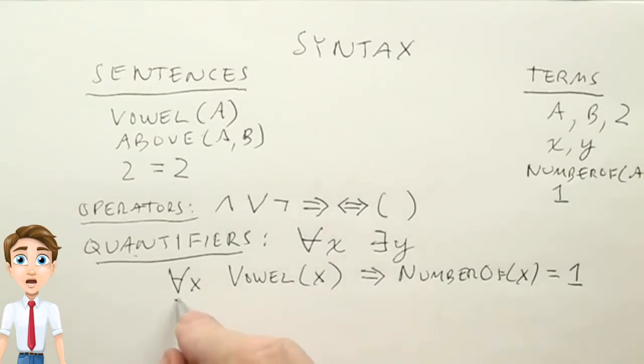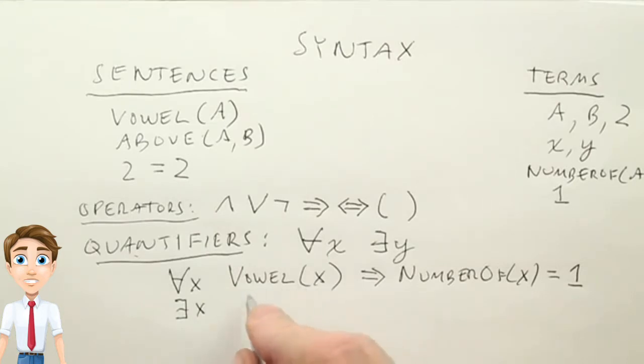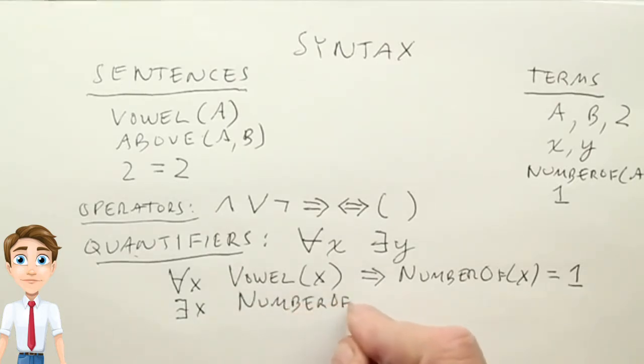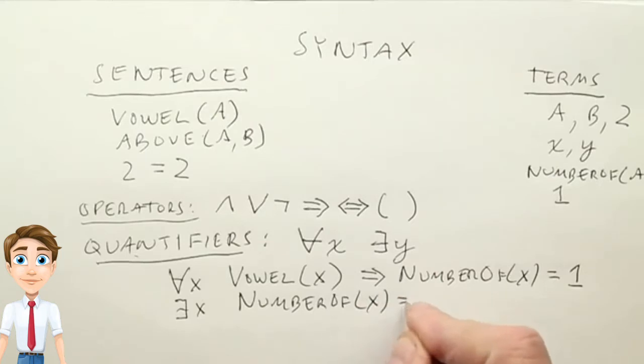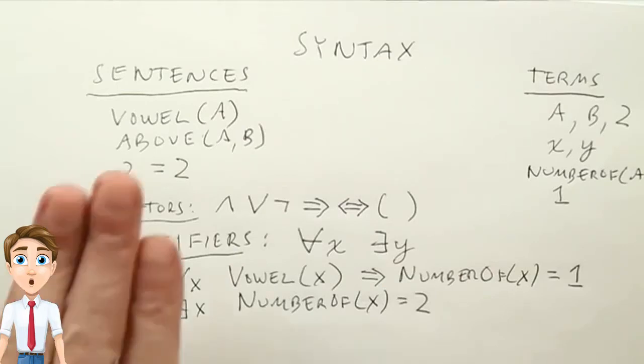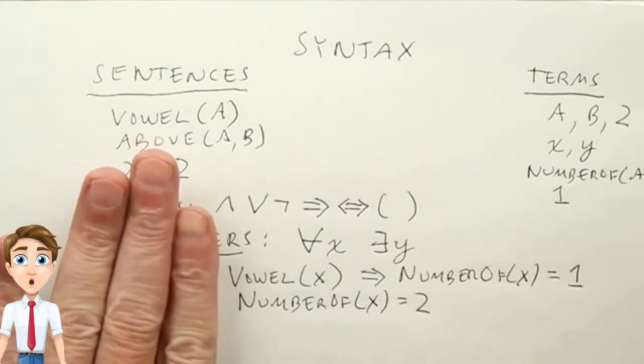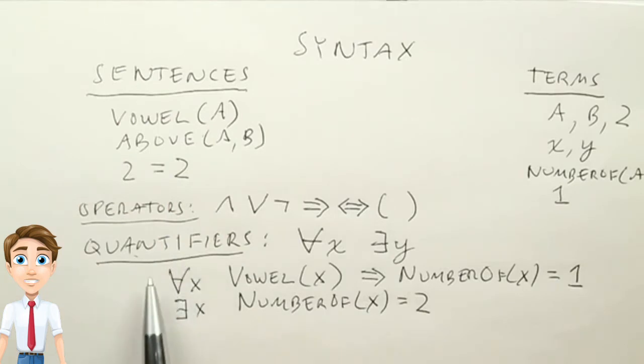Or we could say, there exists an x such that the number of x is equal to 2. And this is saying that there's some object in the domain to which the number of function applies and has a value of 2, but we're not saying what that object is. Now, another note is that sometimes as an abbreviation, we'll omit the quantifier, and when we do that, you can just assume that it means for all. That's left out just as a shortcut.